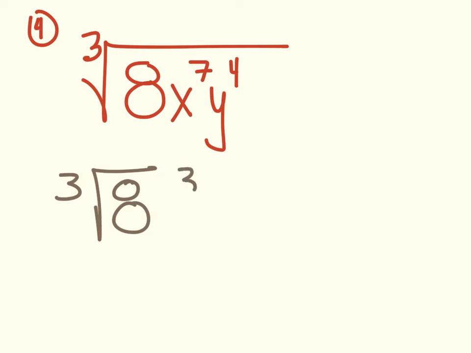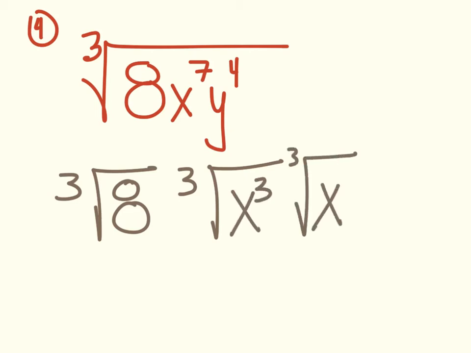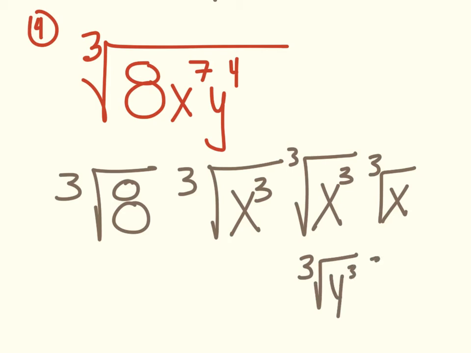Now, when I go to break these variables down, to cancel them out, I need cubes. So I'm going to say this is x cubed, and the cubed root of x cubed. So I'm at a total of 3, 4, 5, 6. I need one more, so I'm going to say the cubed root of x. And then my y's, again, I'm just going to write underneath, the cubed root of y cubed and the cubed root of just y.